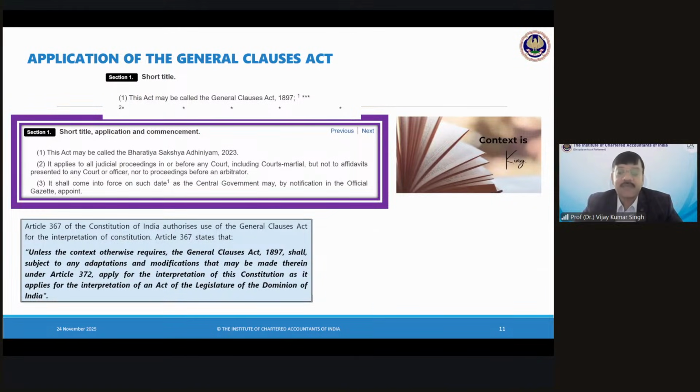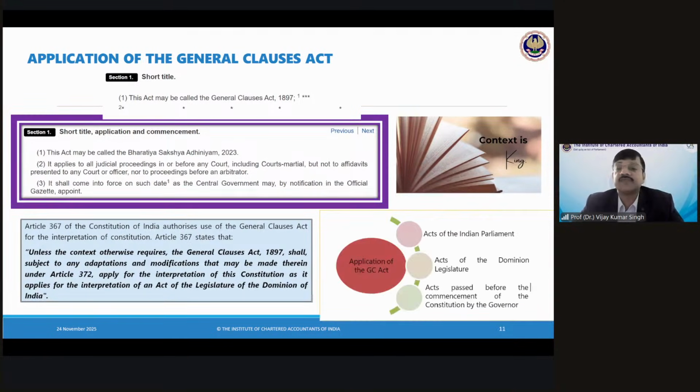The General Clauses Act also applies for interpretation of the Constitution of India. Under Article 367 of the Constitution, it authorizes use of the General Clauses Act for interpretation of the Constitution also. Why is it important? Because the General Clauses Act is a pre-constitution, British-era legislation. But when our Constitution came into force, Article 367 specifically said, unless the context otherwise requires, the General Clauses Act 1897 shall, subject to any adaptations and modifications that may be made therein under Article 372, apply for the interpretation of this Constitution as it applies for the interpretation of an Act of the legislature of the Dominion of India, right? So the law also applies to constitutional interpretation.